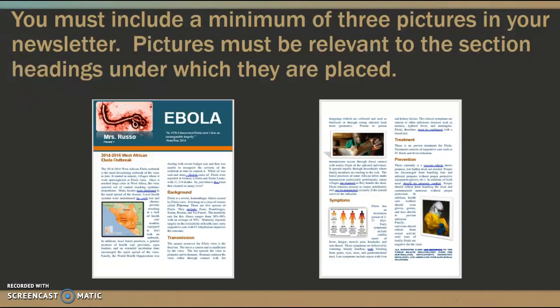On page 2, you'll see a picture of a man holding a fruit bat. That picture was selected because the fruit bat is the natural reservoir for the virus. Under symptoms, you will see a graphic showing the progression of symptoms. And finally, in prevention, you will see a gentleman wearing personal protective equipment. Personal protective equipment is the primary mode of prevention.